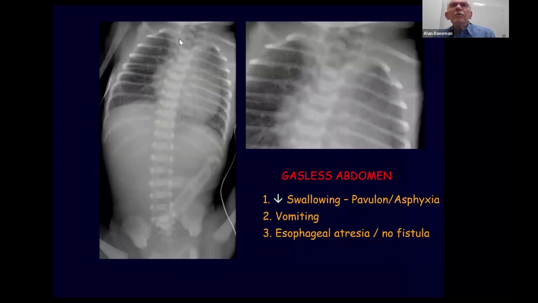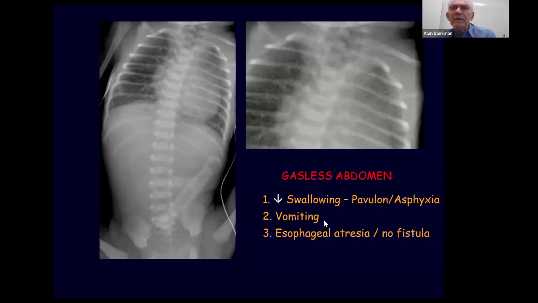Rarely, the esophageal atresia with the upper pouch, as you see over here magnified, will be associated with no distal fistula, and then the abdomen will be gasless. So a gasless abdomen can be due to esophageal atresia with no fistula. But please remember, it can also be present in patients that are asphyxiated, who are not swallowing, or if they've been given drugs that paralyze them and they can't swallow.